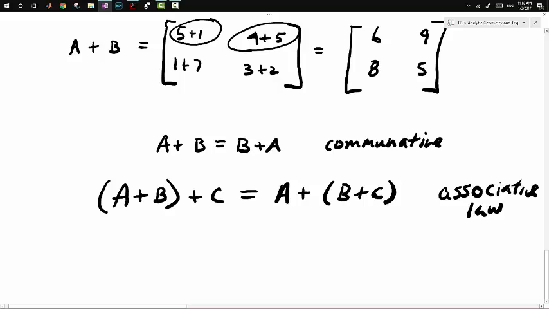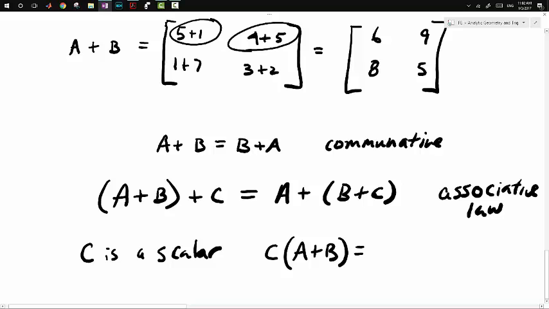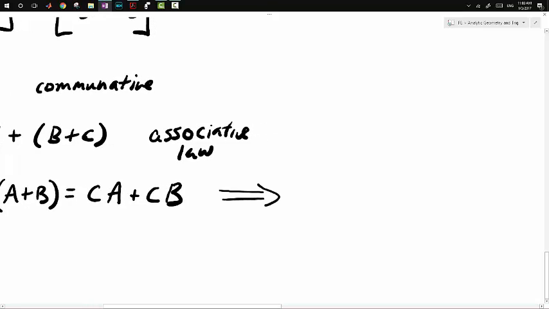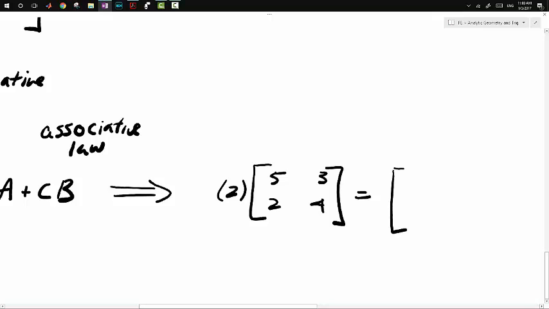Also, you can multiply a matrix by a scalar. So if C is the scalar, C times A plus B is equal to C times A plus C times B. So basically, if you multiply a matrix by a scalar, so if you had this matrix A and you multiplied it by 2, which is a scalar, you would get 10, 6, 4, and 8. You would multiply the scalar element by element.